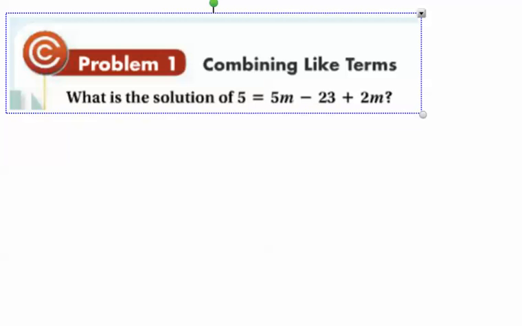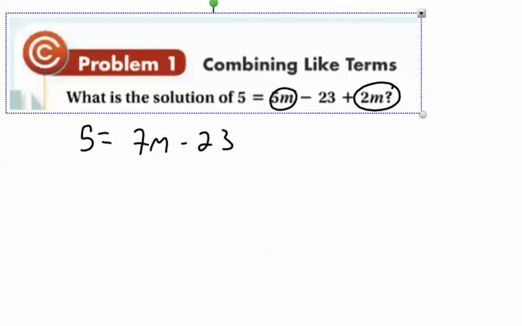First thing I want to talk about is like terms. Like terms are, well, I'll just show you an example. Like terms in this case would be this 5m and this 2m, because they have the exact same letter. And if I had another number like negative 23 and there's a 5 over here, that would be like terms. So the first thing I'm going to do in this situation is combine like terms. So I can combine the 5m and the 2m and make 7m minus 23.